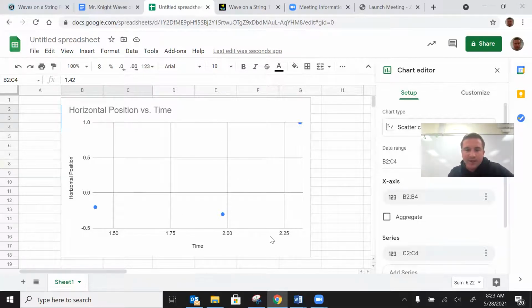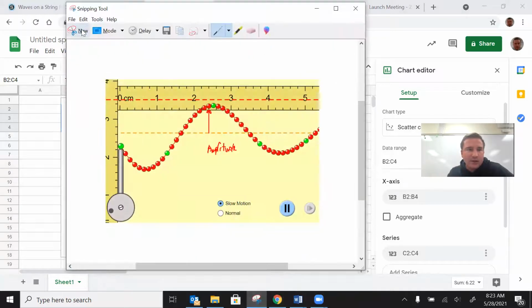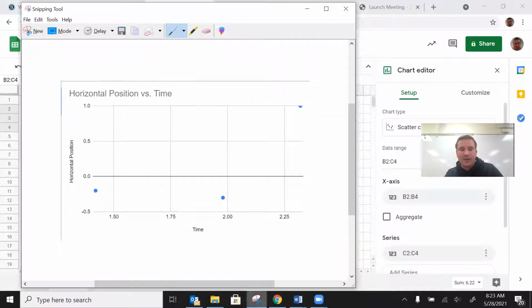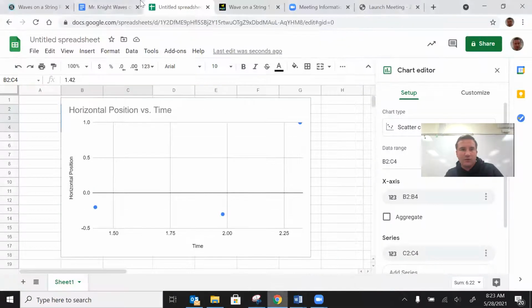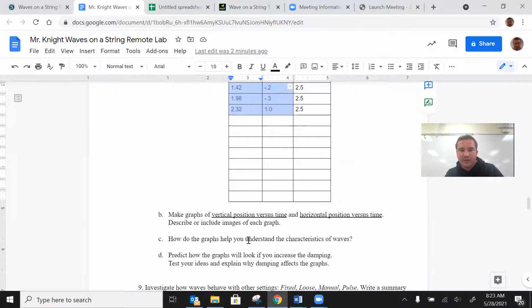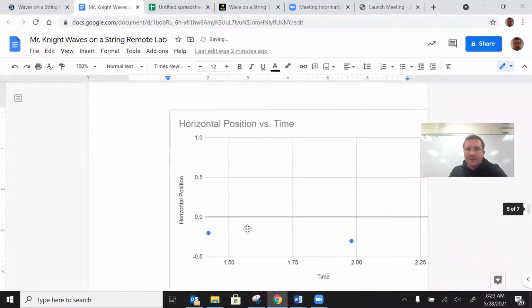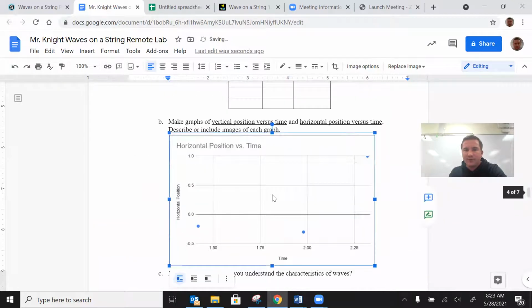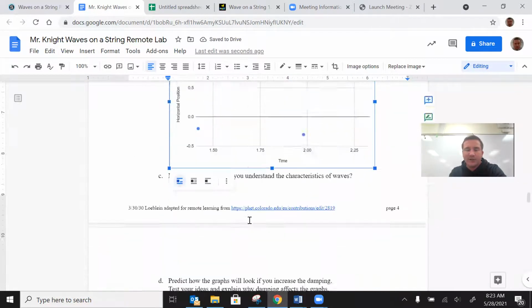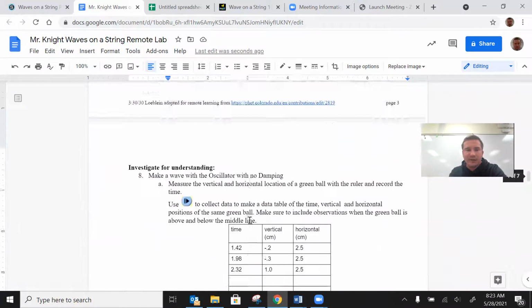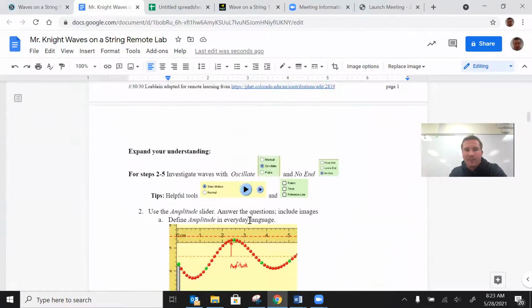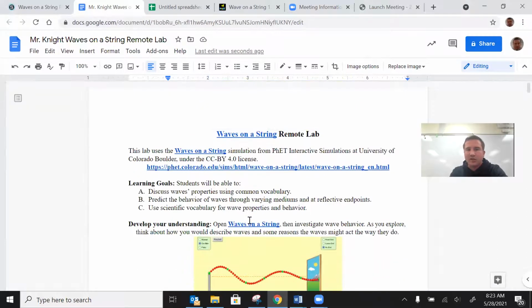We just want a scatter plot, and then you can use the snipping tool, cut this in and paste that into the Google Doc right here. Describe the image or copy and paste it. There you go. There's my image, cut it and paste in. All right, everything else should be pretty self-explanatory. I think I hit all the big parts there as far as what to do for each section for the Waves on a String remote lab.